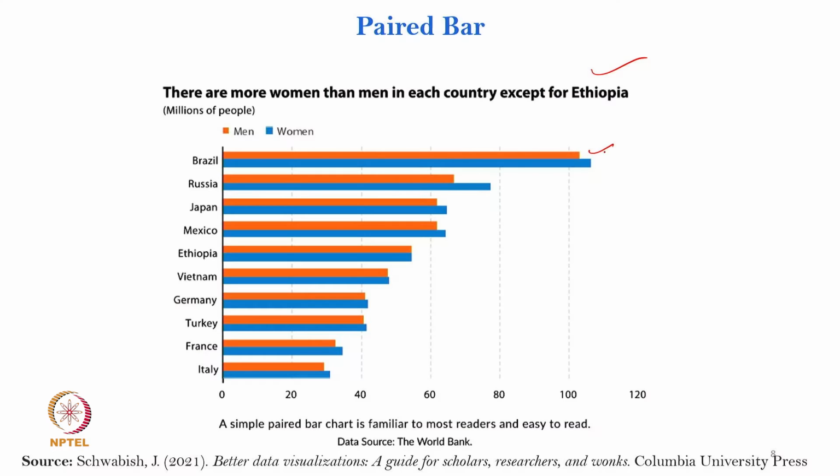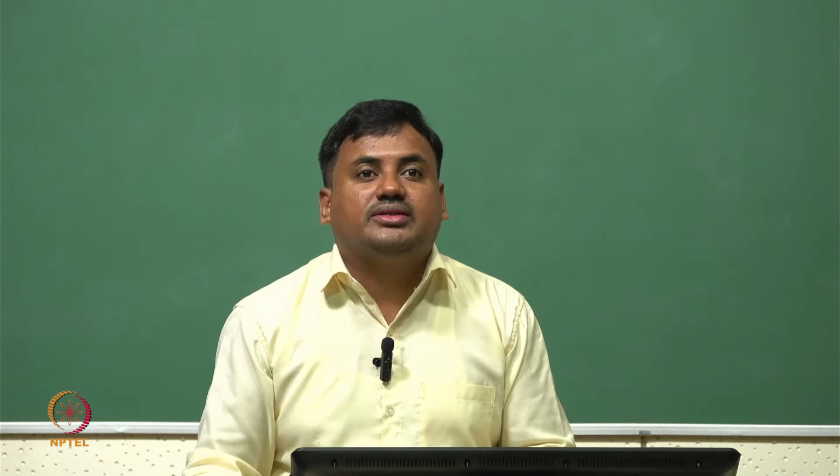Men are in one color and women in a different color. With paired charts, within each country you can compare men and women. This is familiar to most readers. Another variation of the bar chart is the stacked bar chart.